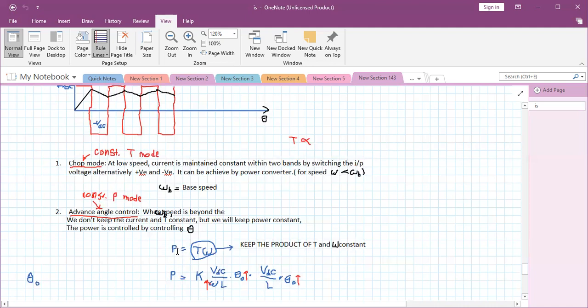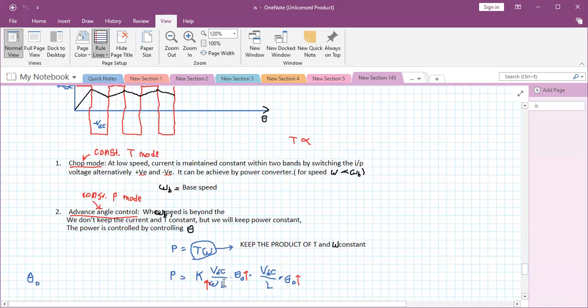And the power is controlled by controlling theta. Why? Because we have this equation, P is equal to K VDC upon omega L into theta naught into VDC upon L theta naught. If your speed is increasing and you have to keep the power constant, you also have to increase your angle. If your denominator is increasing and you keep the particular thing constant, then you have to also increase your numerator. VDC is approximately constant, K is also constant.